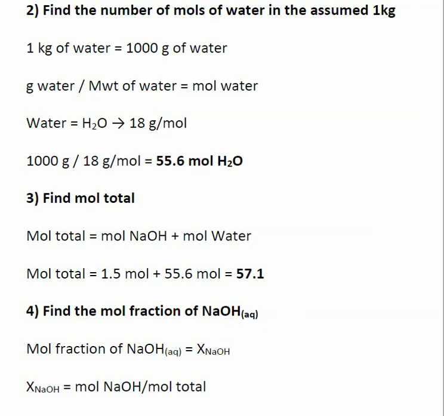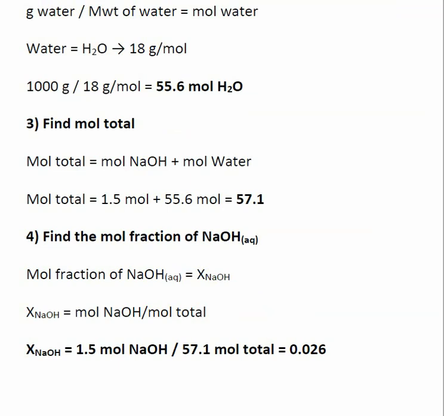Mole fraction is equal to the moles of the solute, NaOH, divided by the total number of moles. And always remember that the abbreviation for a mole fraction is X. So the mole fraction of NaOH is going to be equal to this. We know how many moles of NaOH we have. We also found the total number of moles that we have. Overall, the mole fraction in our 1.5 molal NaOH is 0.026.